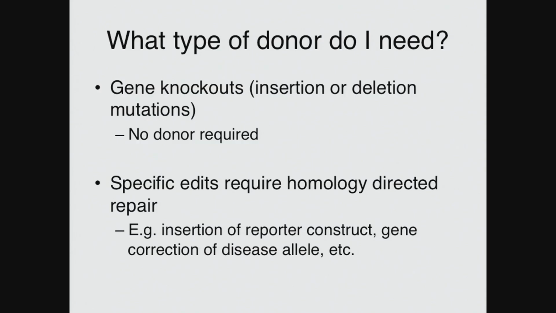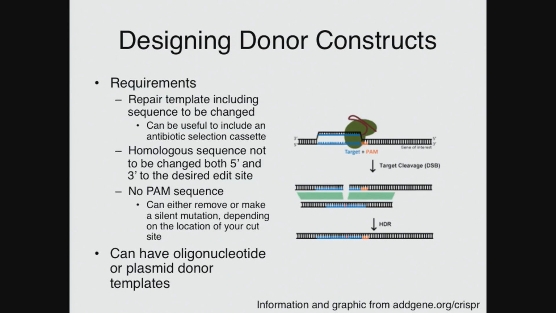So I already went over this, but you might not need a donor if you just want to make a knockout, and people have had success in our group with doing this. For a specific edit, you design a donor. The requirements for designing a donor construct are pretty specific. Basically, what you're giving the cell is a repair template. So you want to design a template that's going to be entirely integrated into the genome and that has all the features that you're interested in.